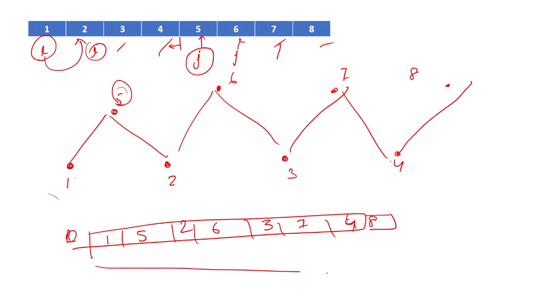So this way we will get our arranged, or you can say rearranged array, in which the sum of any two values will not be equal to the middle one. Okay, so let's see the code.